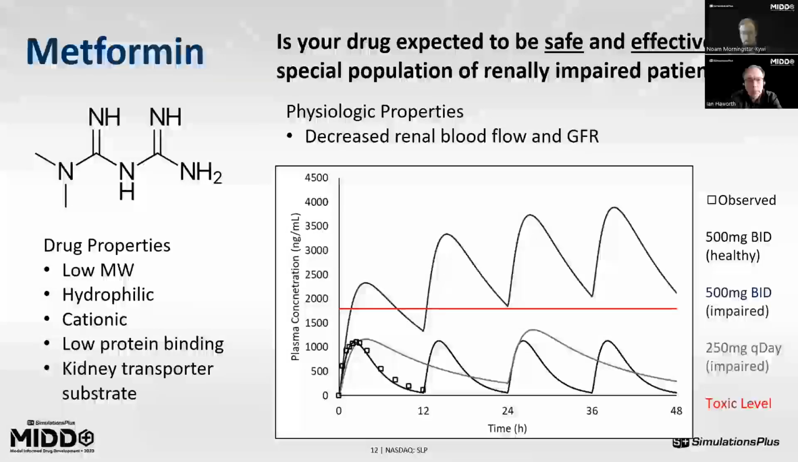However, if they test a different dose, and in this case they landed on the dose of 250 milligrams once a day, in the renally impaired patients, we see that the clearance, of course, is a lot slower, but that it stays below the toxicity threshold with this dose reduction. And so that would be their ultimate conclusion from this project: based on the model that they built and applied, metformin would be safe and effective at a lower dose, but not at the same dose in this population.